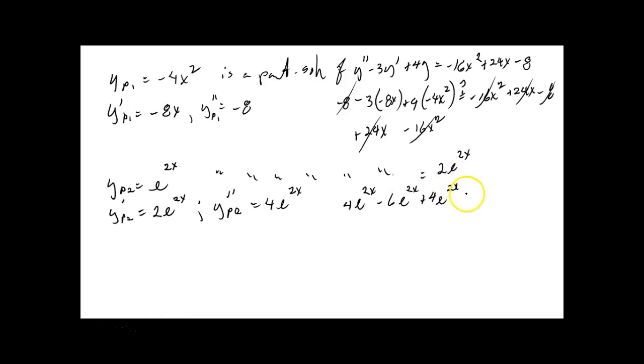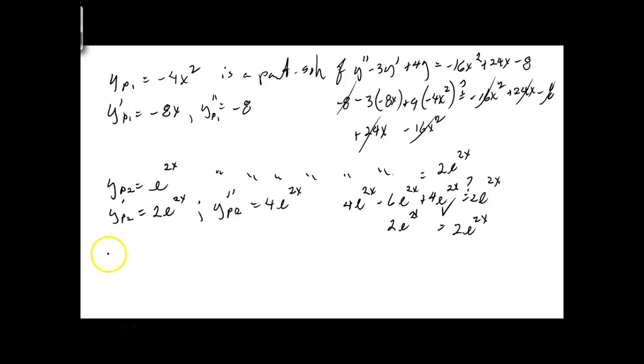Okay? The question is that equal to 2e to the 2x? Well, 4 and 4 is 8, minus 6 is 2e to the 2x. 2e to the 2x is indeed equal to 2e to the 2x. Yes, it is. So we verified that this particular solution is a particular solution to the non-homogeneous form where that is your g, 2e to the 2x.